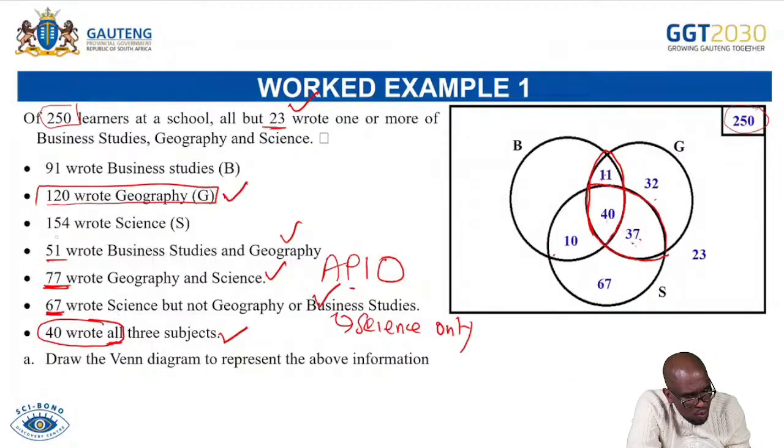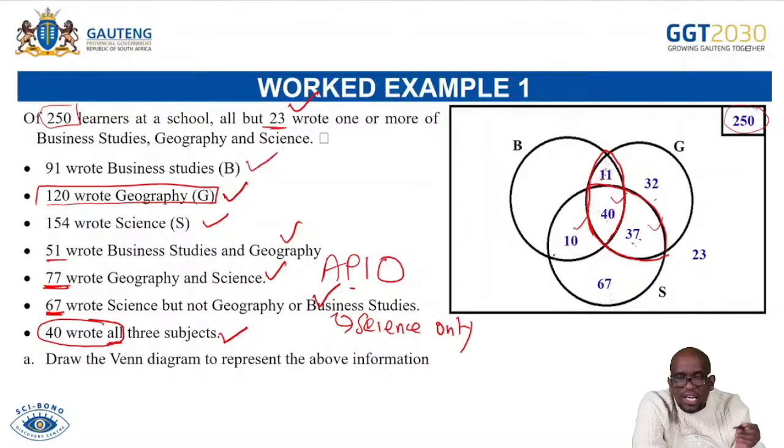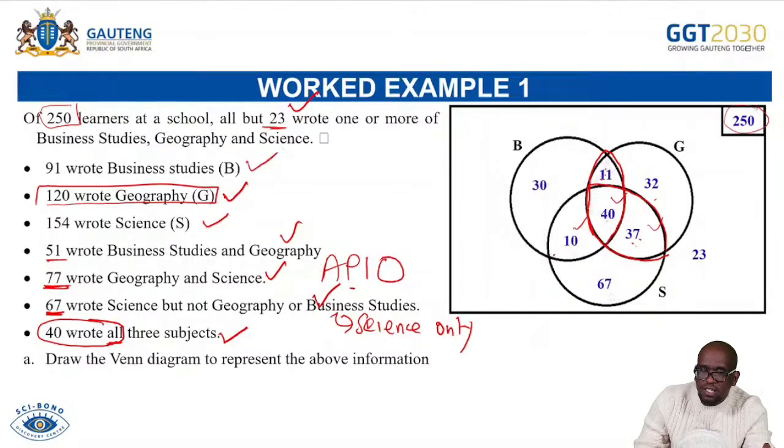It says 154 wrote science, all right? So out of 154, we are going to subtract 10, 40, and 37. We get 67, all right? And then we are left with 91 that wrote business studies. So out of 91, we subtract 11, 40, and 10. So the difference there would be 30. So that would complete our Venn diagram.